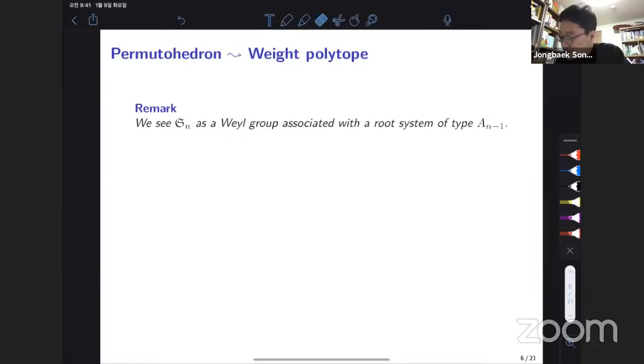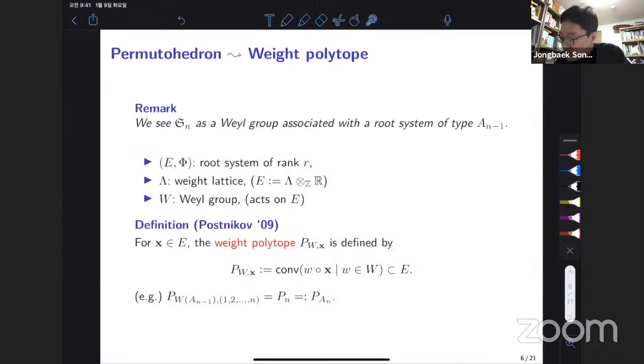If you have a root system of rank R, you may think of the weight lattice and its root space, and then the Weyl group. If you take a point in this vector space E and take the convex hull of its Weyl group orbit, then this is called a weight polytope. For example, if your point is (1, 2, ..., n) and you take the Weyl group of type A_{n-1}, that gives the definition of this permutohedron.